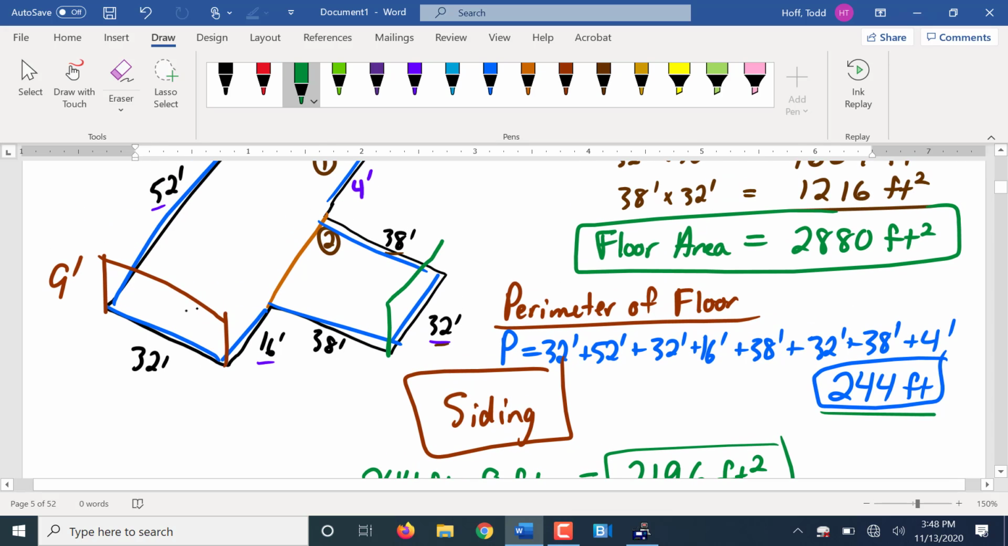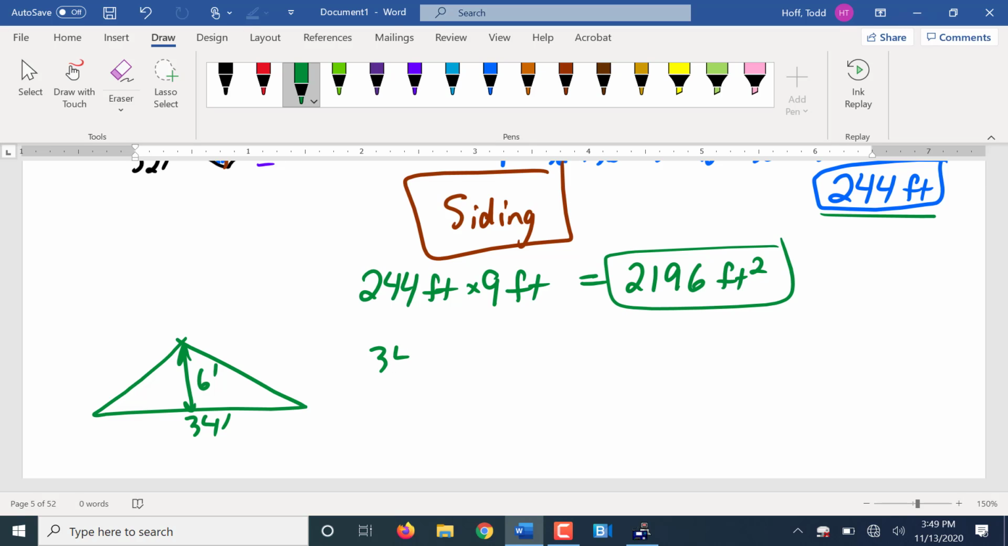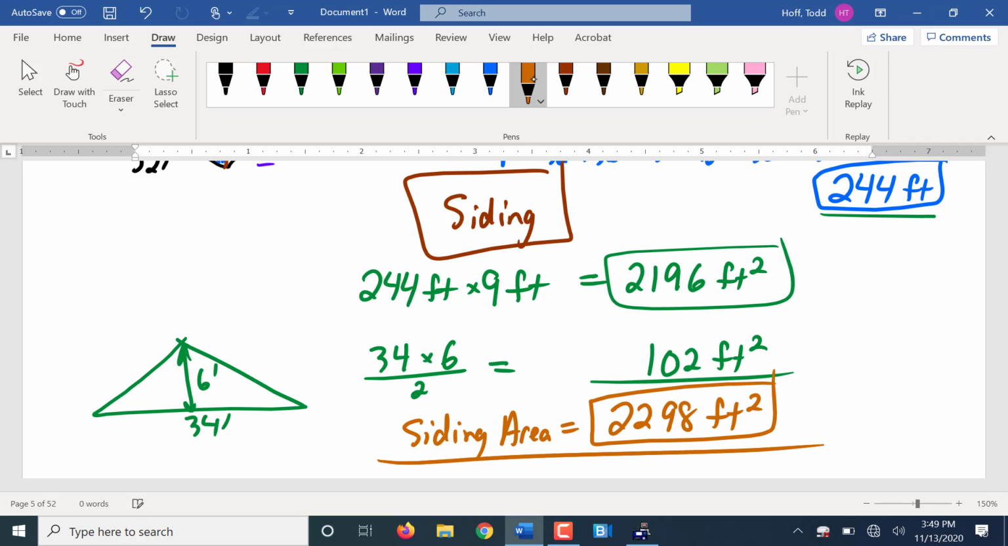We had on this side of the house here, there's a gable end. Now that gable end, even though it's only 32 feet on that side of the house, because of the overhang, it's 34 feet, but I did give you that it's 6 feet tall. So how do I find the area of that gable end? 34 divided by 2 times 6, or 34 times 6 divided by 2, which gives us 102 square feet. So we add that together to get 2,298 square feet of siding area. So that's actually number 10 right there.